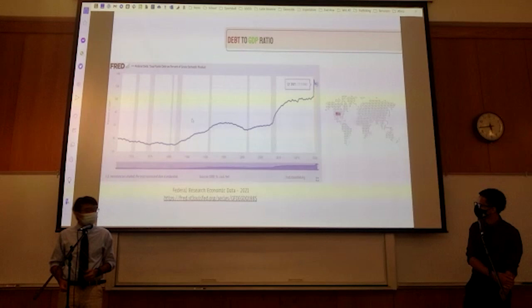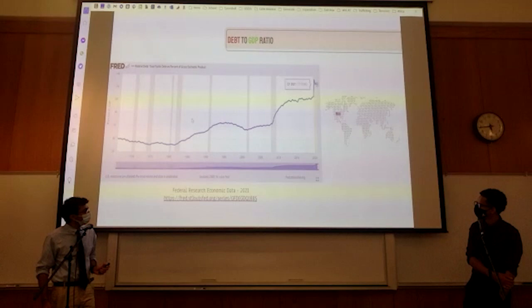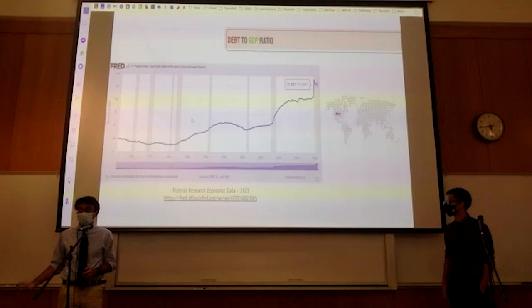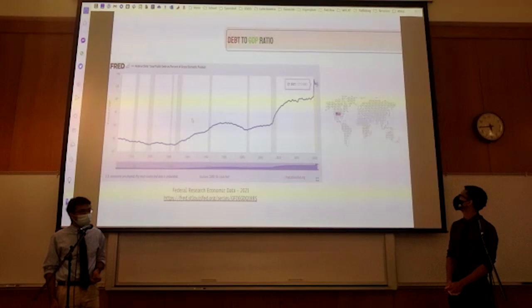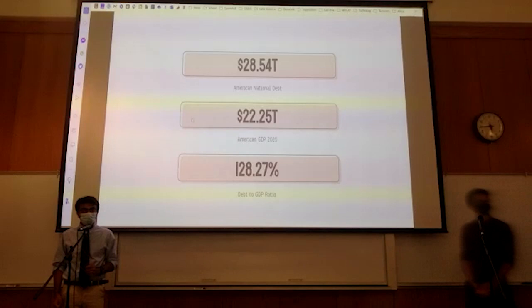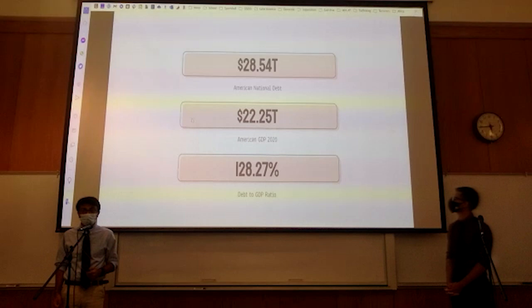This data is from Federal Reserve Economic Data from the Federal Reserve Bank of St. Louis. You can see that we managed to keep our debt to GDP ratio very stable right up until 2008, which is the beginning of the Obama administration. And that was when government spending fully began to inflate itself compared to how much we actually produce. Once again, it stagnated up until 2020, right when coronavirus hit, and then boom, we have a spike up to $28.54 trillion of American national debt, in contrast to only $22.25 trillion of American GDP in 2020. This reflects a 128.27% debt to GDP ratio.